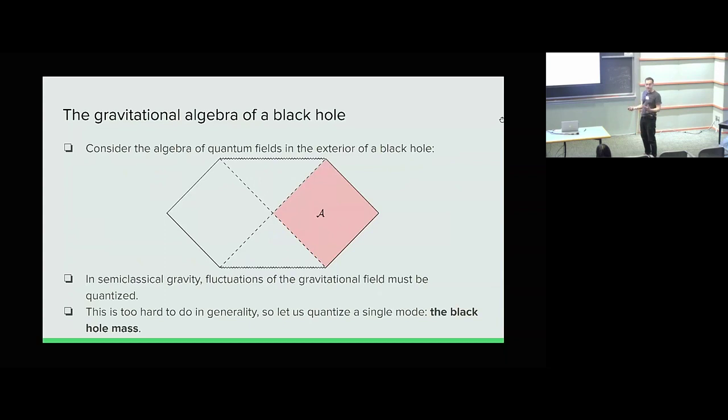When you try to quantize gravity, you need to quantize all of the fluctuations of the gravitational field. You need to quantize the gravitons on this background. I don't know how to do that. It's very hard in general, very hard to do very carefully.